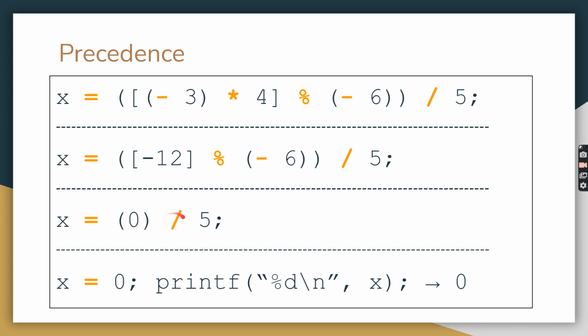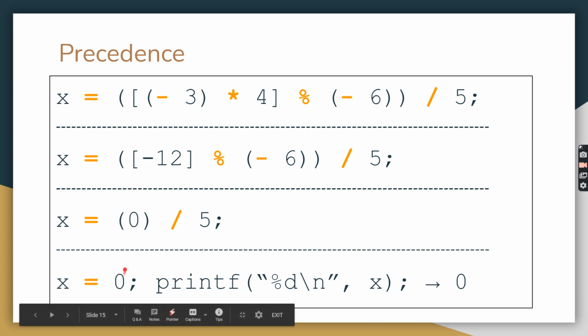We'll then divide 0 by 5, get a value of 0, and last but not least, we'll assign the value of 0 into x, once again using the assignment operator here, which has the lowest precedence among the other operators we saw in this statement here. And then we'll go ahead and print the value of x, which would be 0.